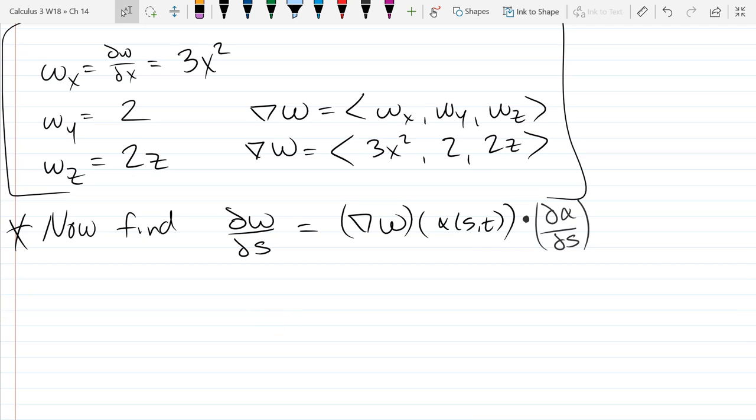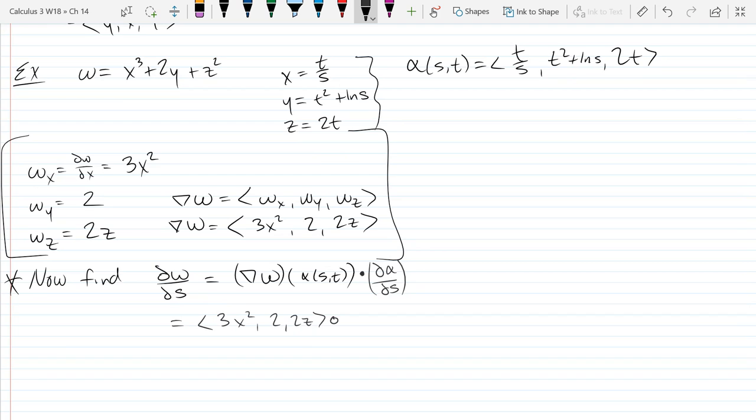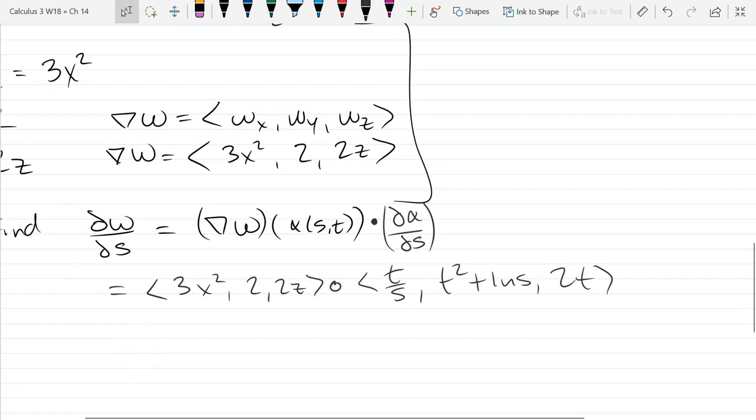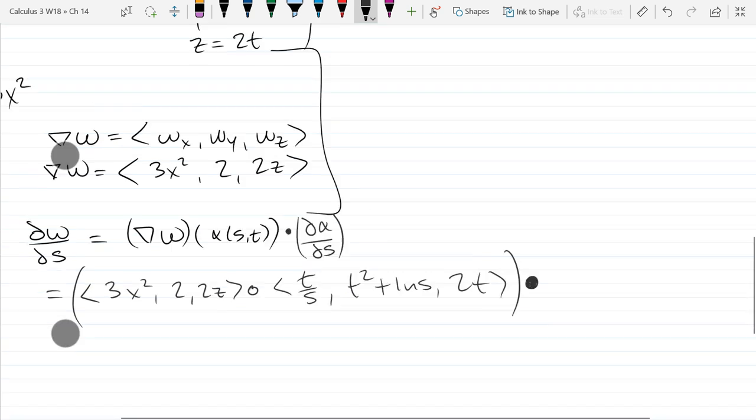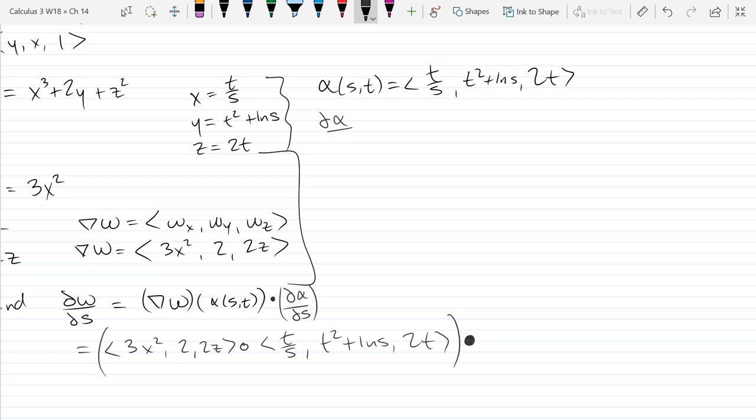All right, compute all this. We already got delta w, the gradient of w: 3x squared, 2z. We're going to compose that with the alpha function. It's a composition symbol, function composition. And now we're going to dot product with the derivative that we're about to compute. So I need the s derivative, so it's d alpha ds. This is probably the easiest part of this. So we got negative t over s squared, comma 1 over s, comma 0.